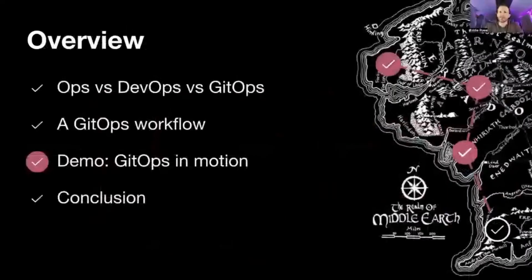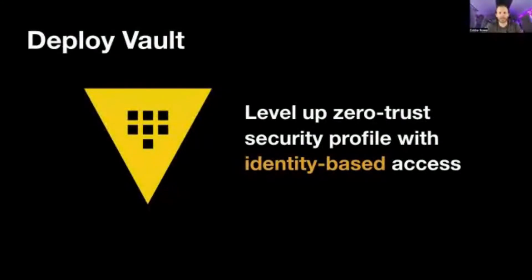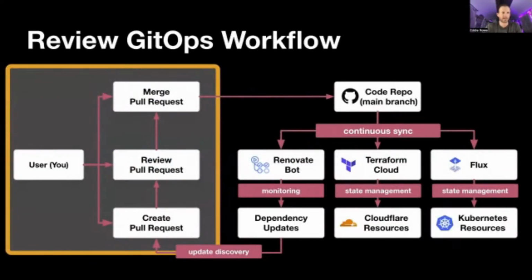Now that you've seen the what, the why, and the how of GitOps, let's dive into a demo to see it in action. So let's deploy something. I want to level up my zero trust security profile with identity-based access. So I want to deploy Vault in my environment and start setting up Vault. And again, this is how we're going to do it. We're going to create a pull request, review the changes, and merge that request. So let's check it out.